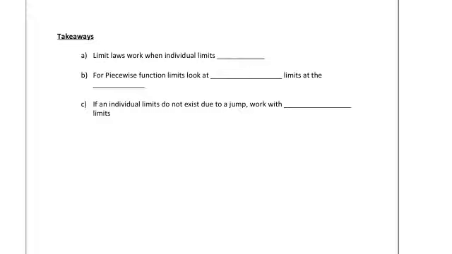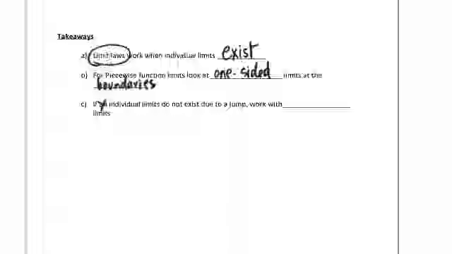Takeaways, big ones are that the limit laws themselves are a takeaway, but I didn't want to list them all again. But go over those, remember those, and remember that they work when the individual limits at the arrow number exist. For piecewise function limits, look at the one-sided limits at the boundaries. And if individual limits do not exist due to a jump, which is exactly what happens in a piecewise function, then again, we're going to work with the one-sided limits.